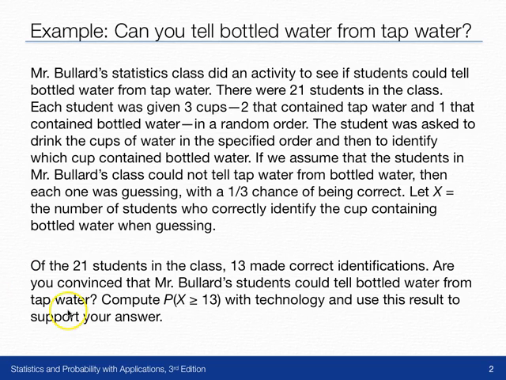We want to know how likely it is that X, the number of students correctly identifying the cup with the bottled water, would be at least 13. And we're going to calculate this probability using technology that comes along with your textbook.